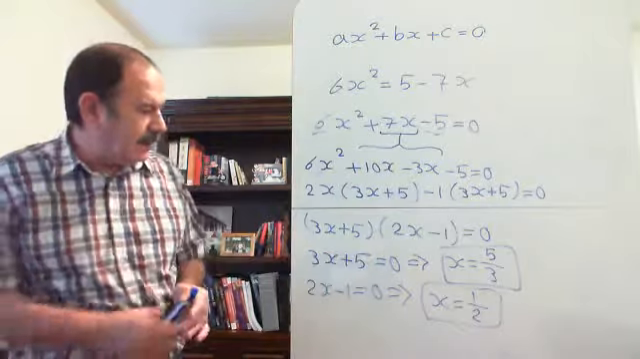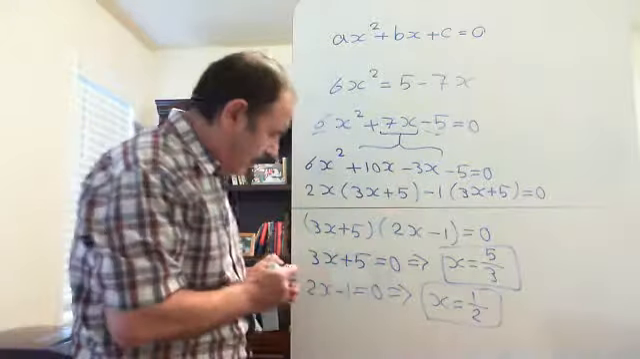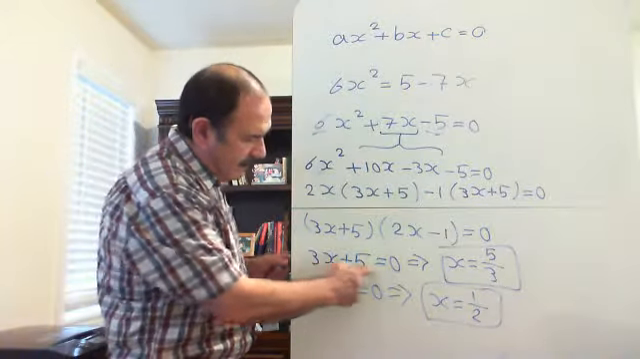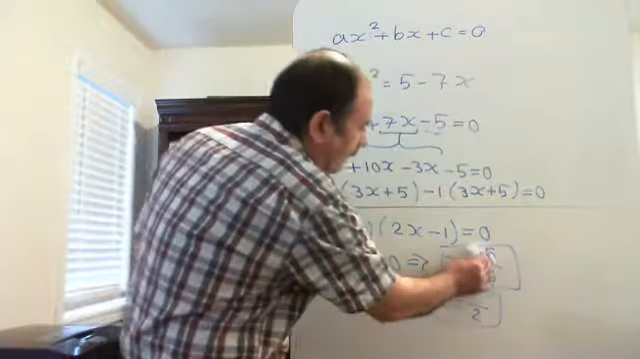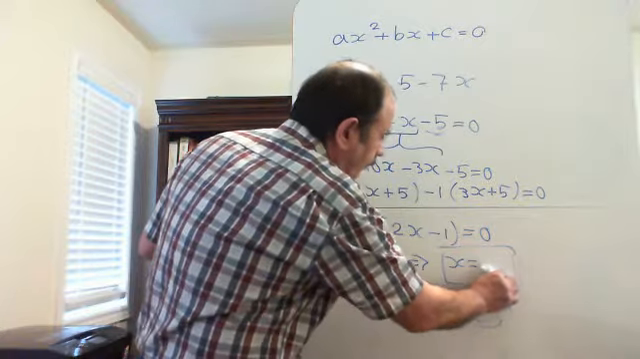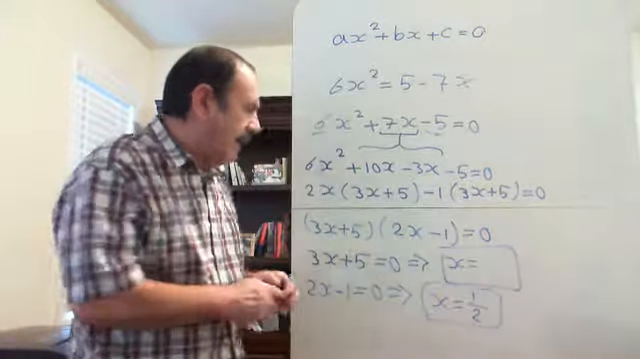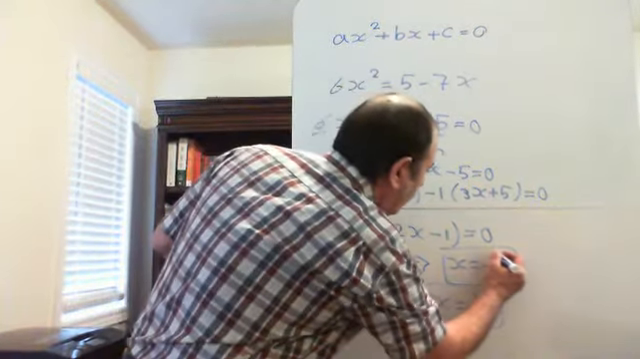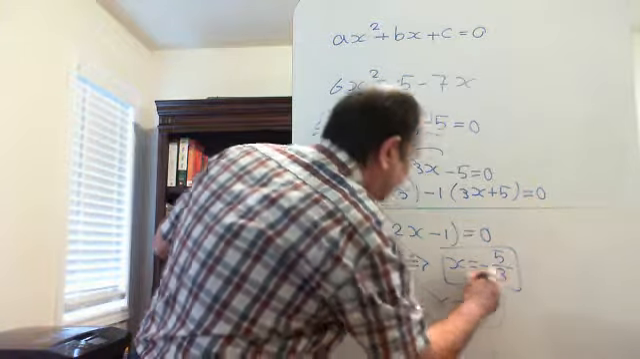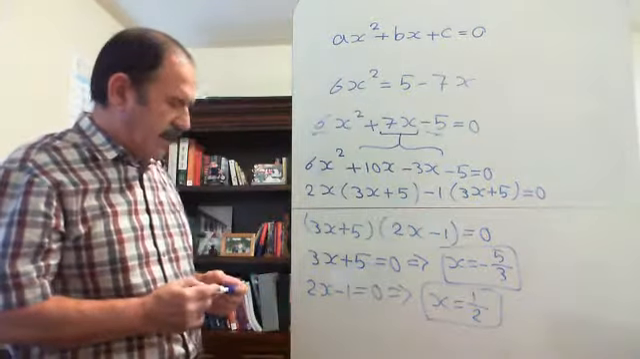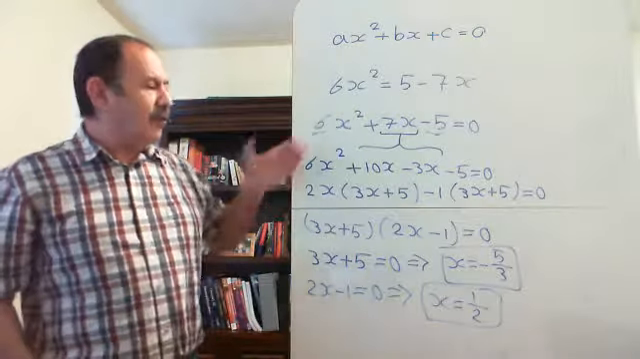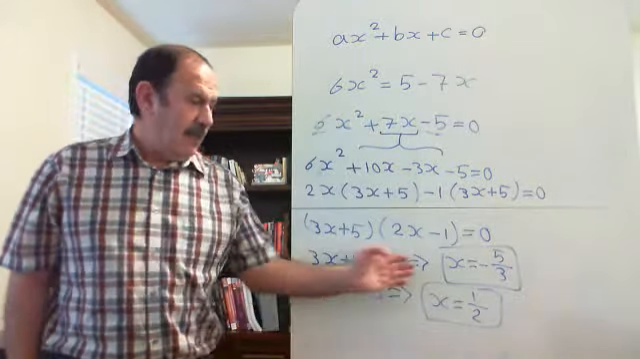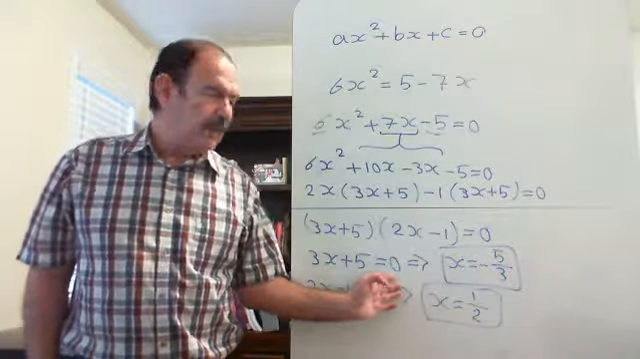For this one, 3x plus 5 is equal to 0. I made a mistake in this part. X is going to be negative 5 over 3. I forgot to put this negative sign. That's why when you are doing a test or quiz, always go back and check your calculation to avoid this type of mistake.